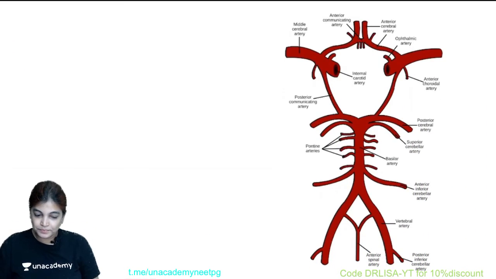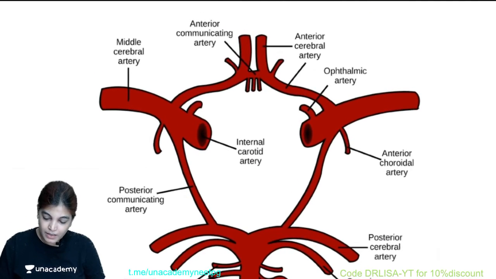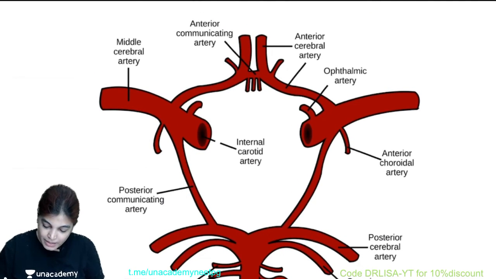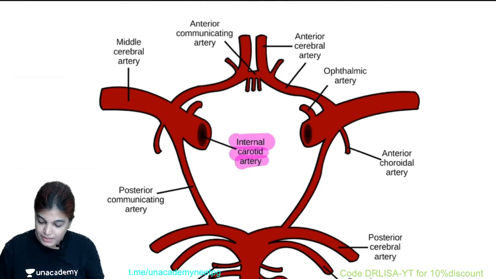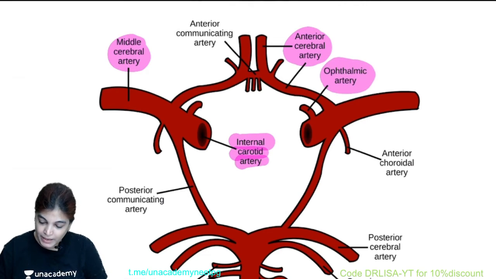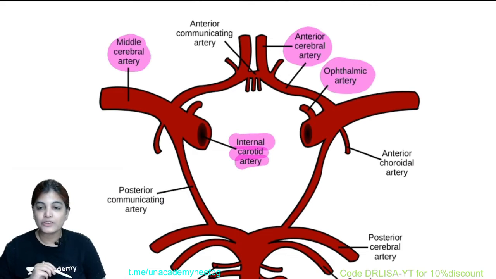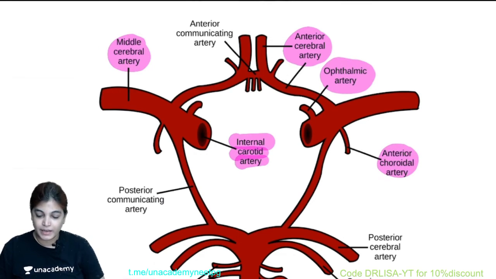So see here, firstly let me highlight this diagram. The internal carotid artery is shown in the diagram. Its important branches can be seen: the middle cerebral artery, the anterior cerebral artery, the ophthalmic artery, and you can also see a communication between the two anterior cerebral arteries. So these are important branches of the internal carotid artery. Here you can also see the anterior choroidal artery.